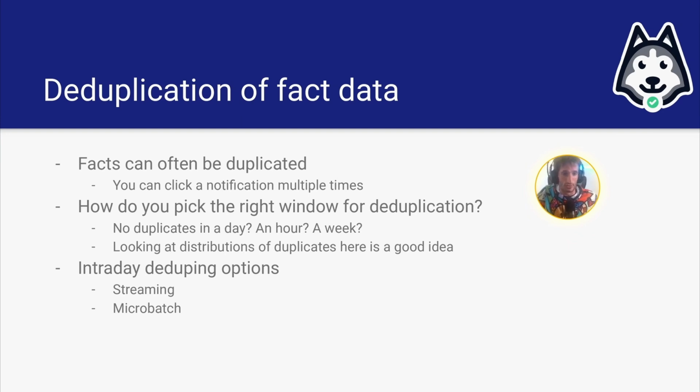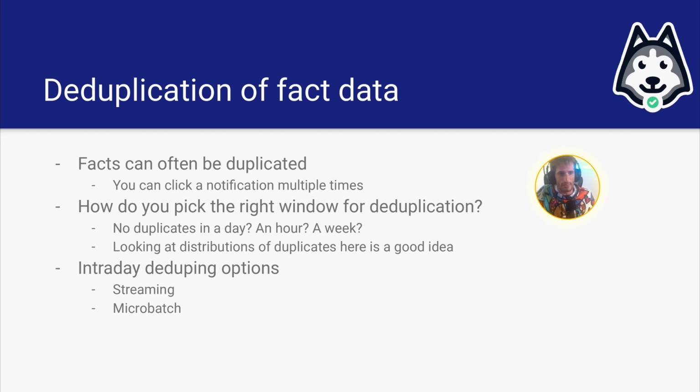And so we wanted to reduce the latency of that data because it was available way late, and then all these other pipelines could only start after 9 hours because they were waiting on this data. So what are some options for reducing the latency of this deduping? The two big ones are going to be streaming and microbatch.